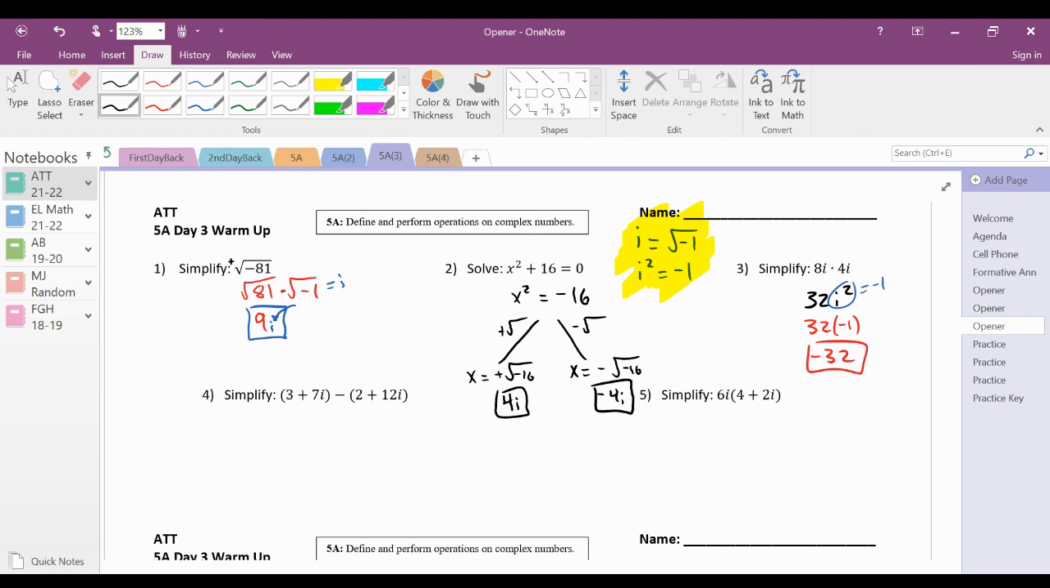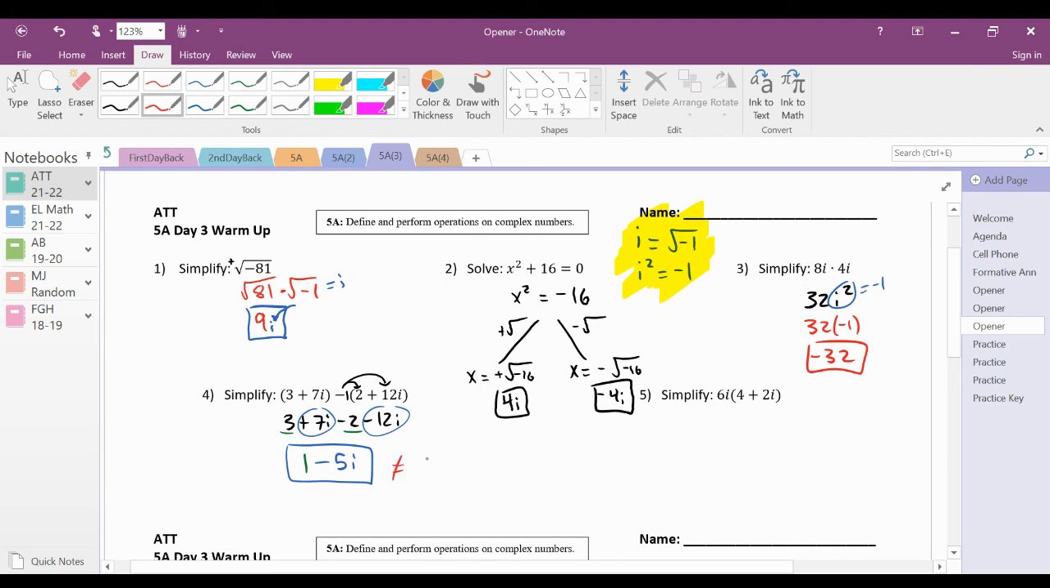Number 4, in simplifying here, think of this negative as a negative 1 out in front of that set of parentheses, so that will need to be distributed there. So we're looking at 3 plus 7i minus 2 minus 12i. Now you're just adding and subtracting like terms. 3 minus 2 is 1, and we've got a positive 7i and a negative 12i for a minus 5i. This is our final answer.